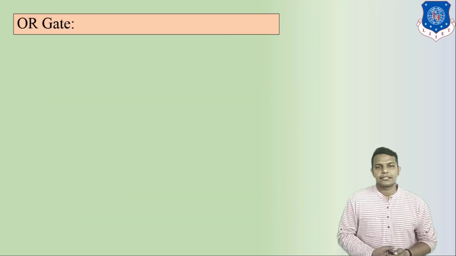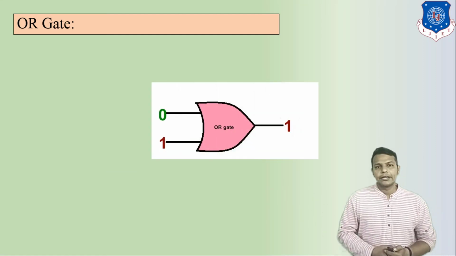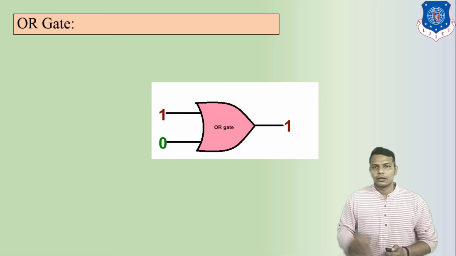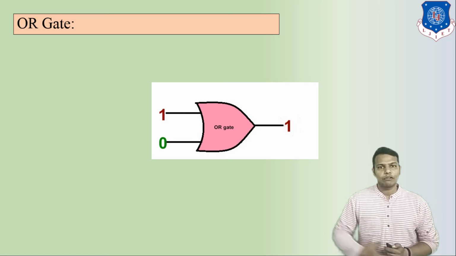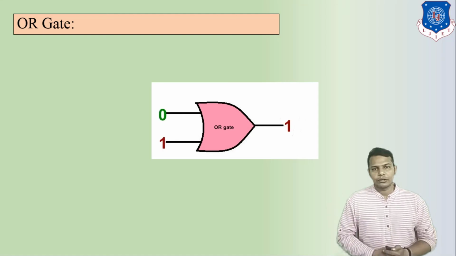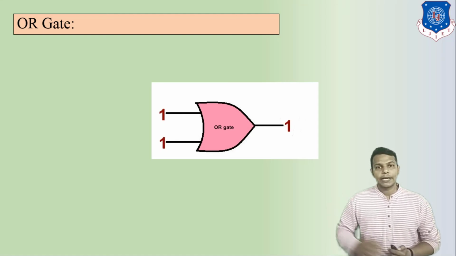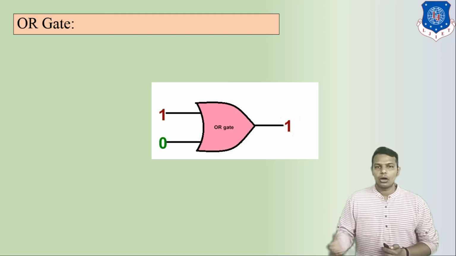Similarly, here we can see this is the OR gate. Here OR gate, its Boolean expression is y is equal to, y stands for output of OR gate and A and B are the inputs. So y is equal to A plus B. So this is the Boolean expression of OR gate.